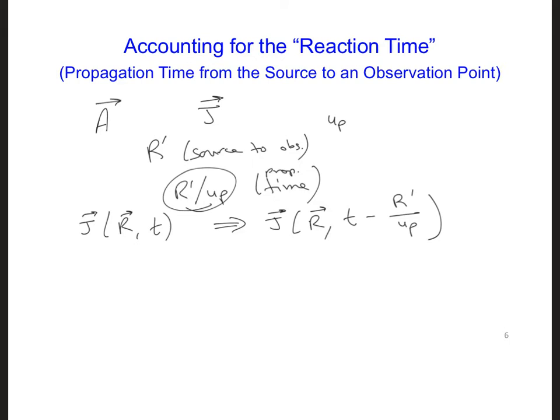Now, when electromagnetic problems are solved analytically, they are almost always solved in the phasor domain in order to simplify the calculation. So let's assume J varies sinusoidally. Then we can write it in phasor form here. If we convert this to phasor form, then it is equal to the real part of J of R times e to the j omega t.